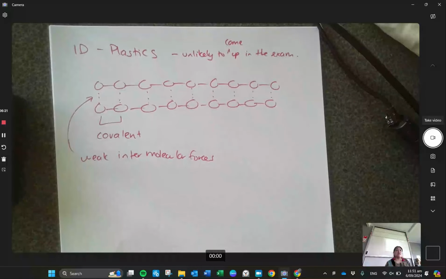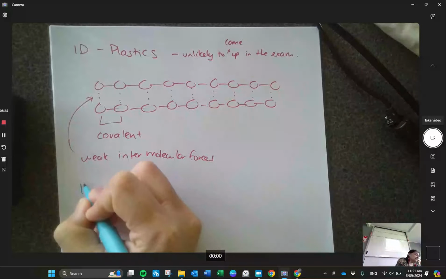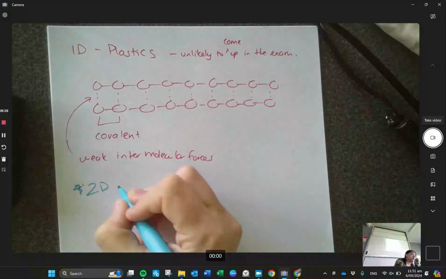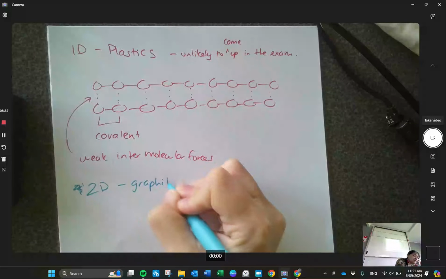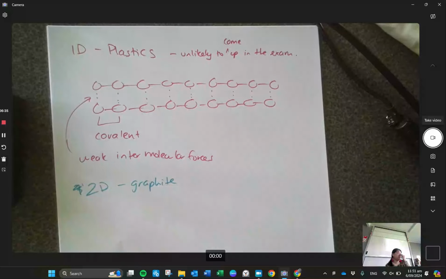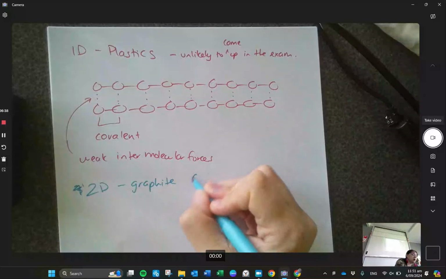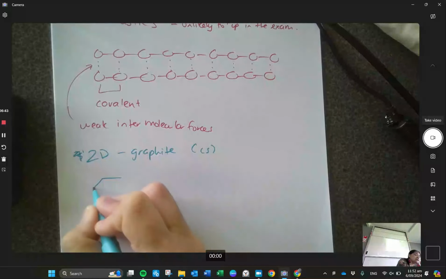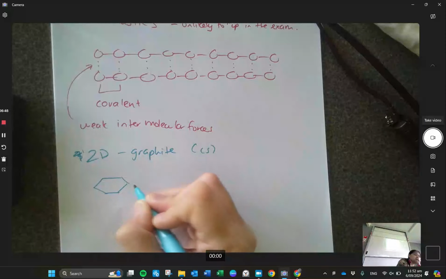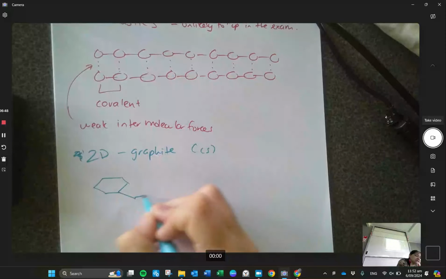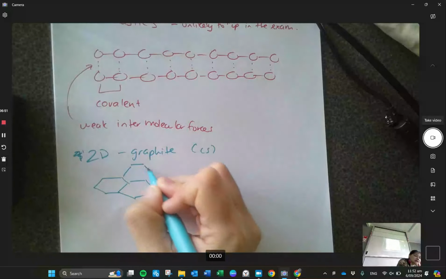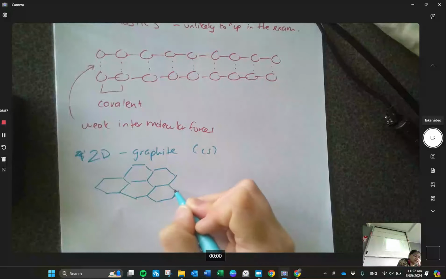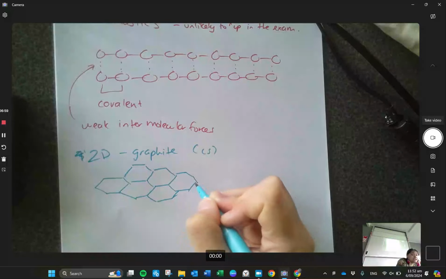The next one we have is the 2D networks. The main one they're going to ask you about for this one is graphite, which is exactly the same thing you guys find in your pencils. That is just carbon. So they often note this as carbon solid. Now, the thing that's special about this is that you have these sheets of hexagons that make up graphite, like that. So you have these sheets of graphite.